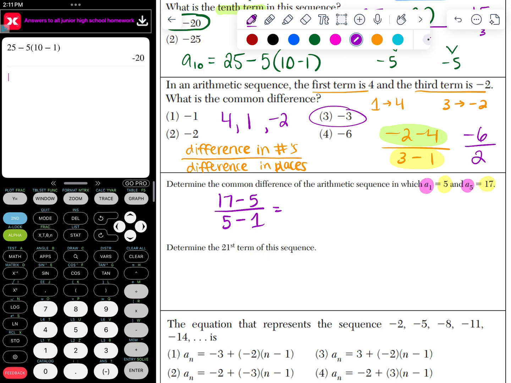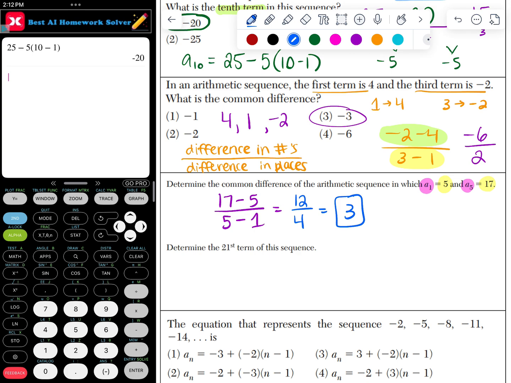So you want to make sure that you are putting the correct numbers underneath. Since 17 is in the 5th position, that's why the 5 is under the 17. And since 5 is in the 1st position, that's why the 1 is under the 5. 17 minus 5 is 12. 5 minus 1 is 4. And we want to simplify that to give us 3. It's a positive 3, which means that our pattern is going in increasing order.